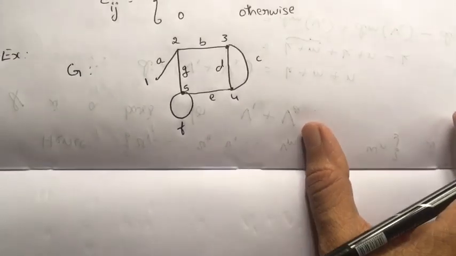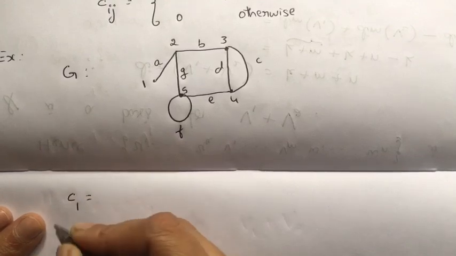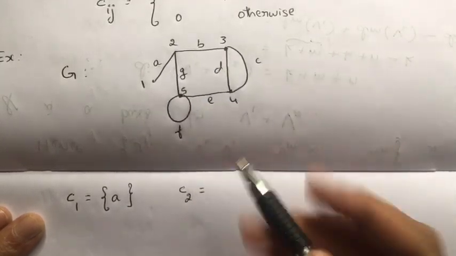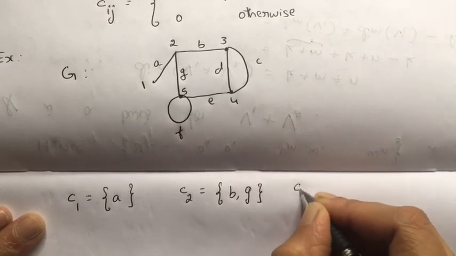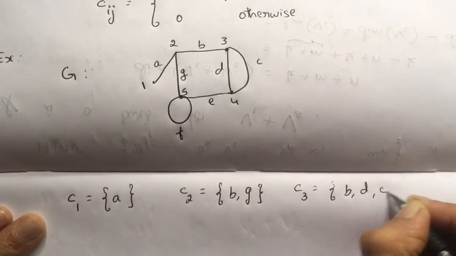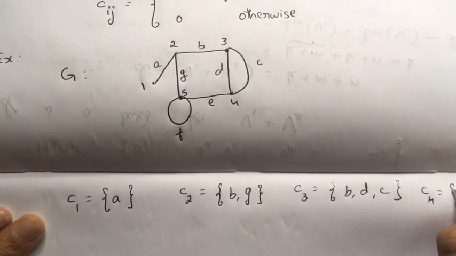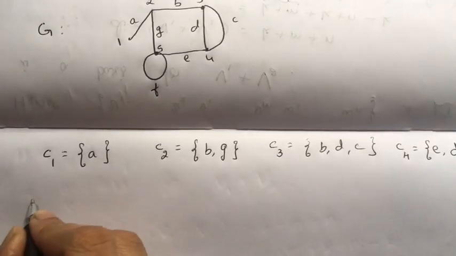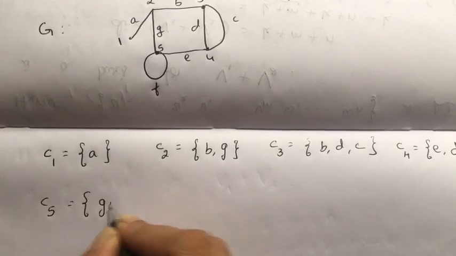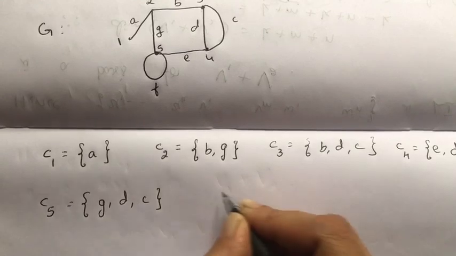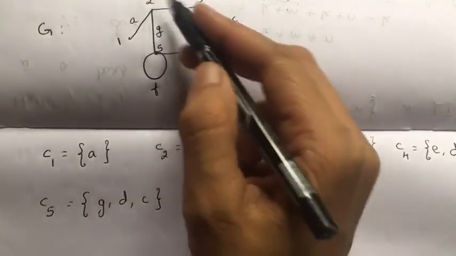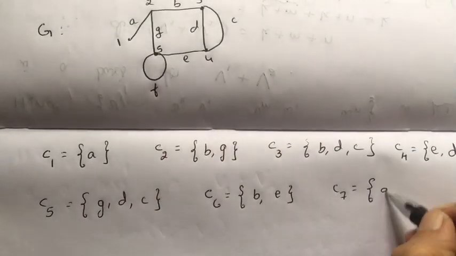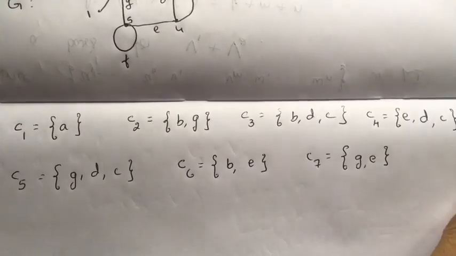I'll name the cutsets for this graph. Cutset C1 is simply the edge A. C2 is edges B and G. C3 is B, D and C. C4 is E, D and C. Then C5 is G, D and C. Then C6, cutset 6, is edges B and E. The 7th cutset is G and E. These are my 7 cutsets for the graph G.